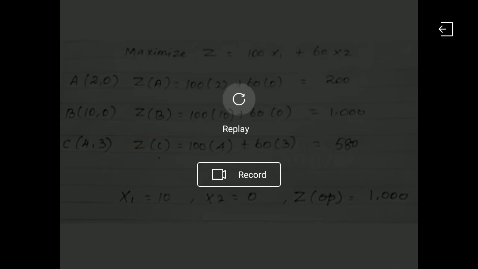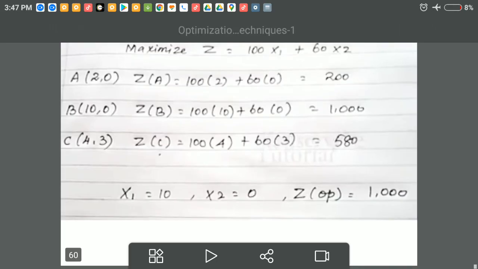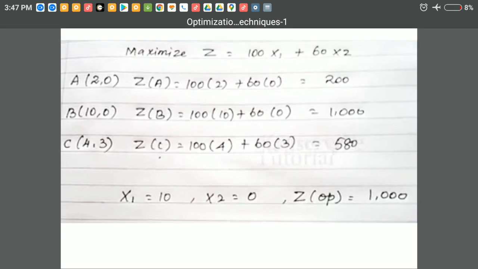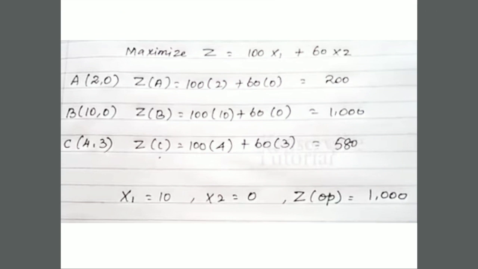So the answer is: the maximum value of the objective function is 1000, and for that the values of the decision variables that I have obtained after solving are x1 is equal to 10 and x2 is equal to 0. So these three types of linear programming problems, I have shown you how to solve using the graphical method.